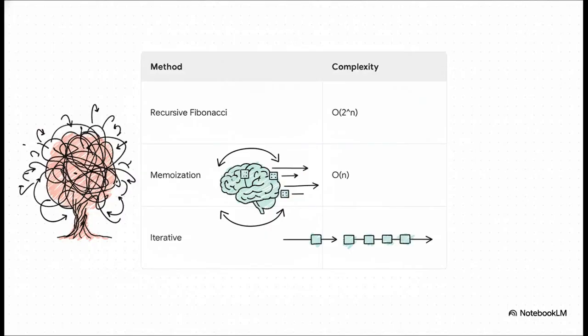And look at the difference this makes. It's not just a little better, it's night and day. That naive recursive approach is a performance disaster at O of 2 to the n. But just by adding that simple cheat sheet with memoization, we get rid of all the repeated work and bring the complexity way down to a super fast linear O of n. The iterative solution, of course, is also O of n. This just proves how important it is to pick the right algorithm.